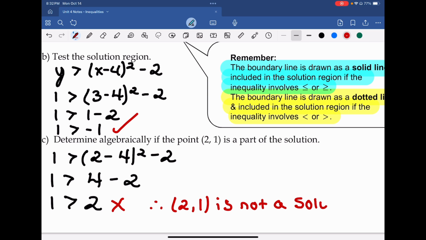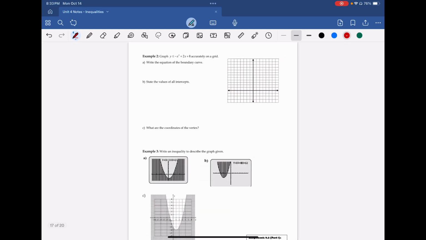There we go. And we're going to say not a solution. You could even say that it does not satisfy the inequality. That would be another sentence we can use. But if you say 2, 1 is not a solution, fantastic. This does the job. All right, let's go to our next page here.